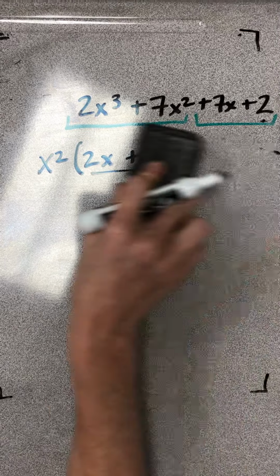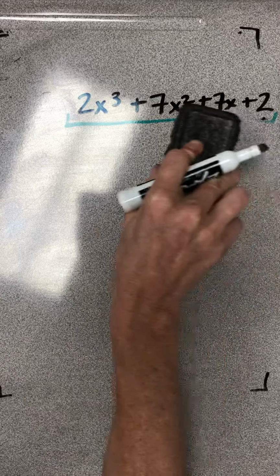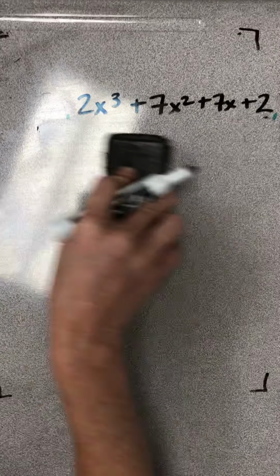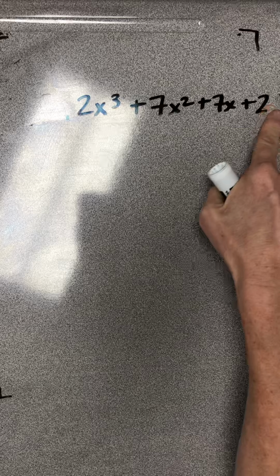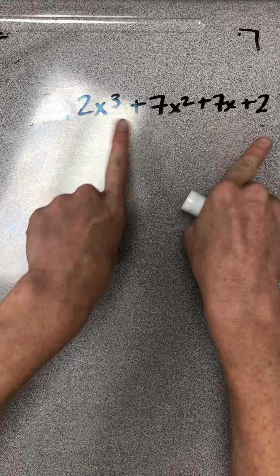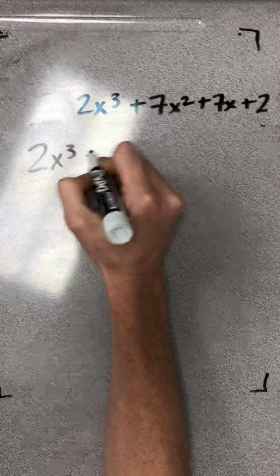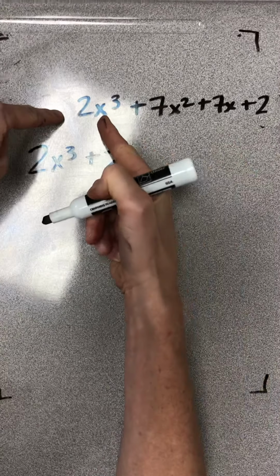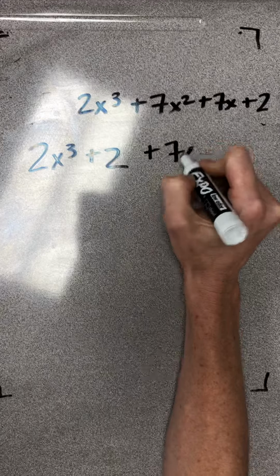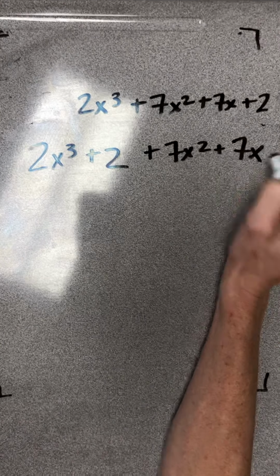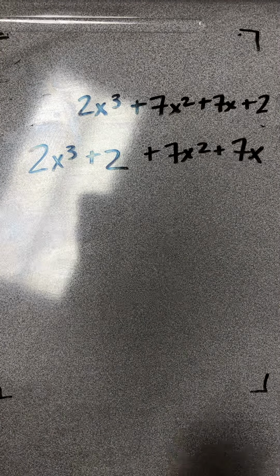So, okay, forget that way. I'm going to try a different way. What if I decide to reorganize this polynomial? I like these two coefficients and the 7s to go together. I'm just going to rewrite it in a different order. So I'm going to put 2x cubed plus 2, just moving this 2 next to this one, plus 7x squared plus 7x. Okay, now let me try factoring by grouping.